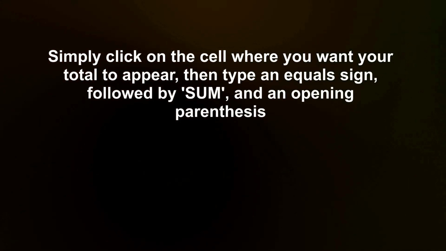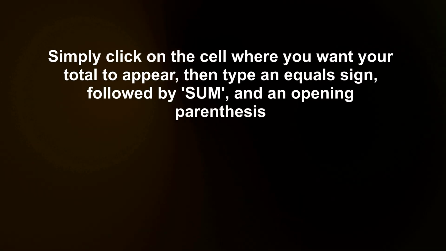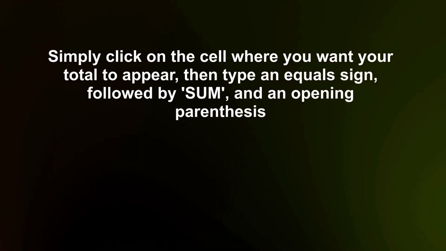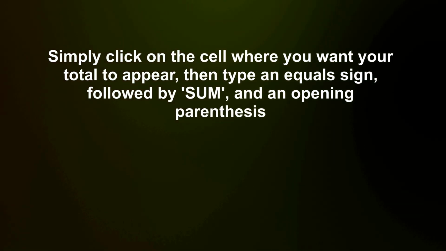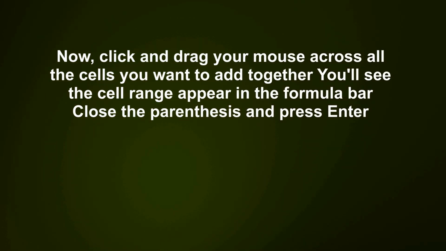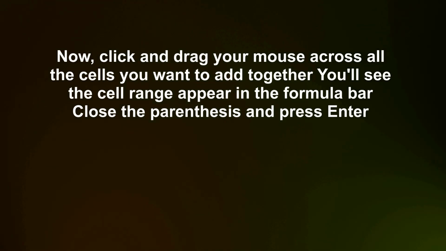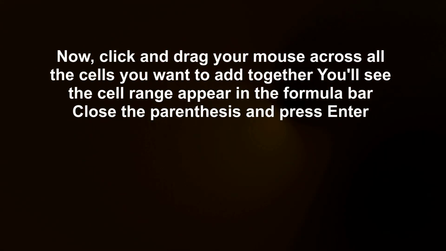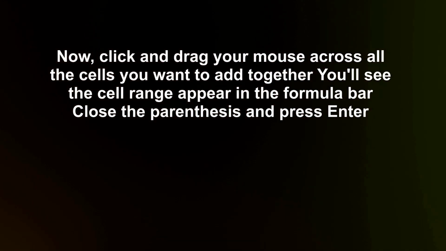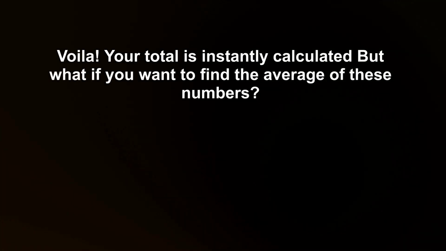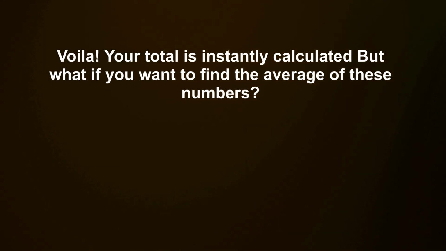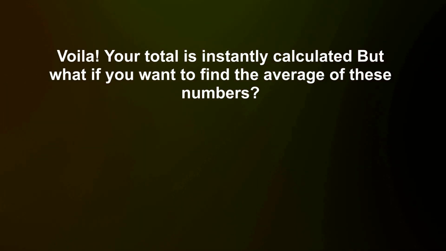Simply click on the cell where you want your total to appear, then type an equals sign, followed by sum, and an opening parenthesis. Now, click and drag your mouse across all the cells you want to add together. You'll see the cell range appear in the formula bar. Close the parenthesis and press enter. Voila! Your total is instantly calculated.